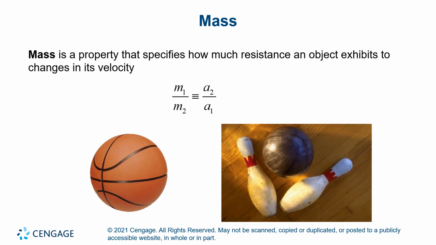So in this video, we will talk about Newton's second law of motion. But given that the second law features the concept of mass, let's first talk about what mass is. Here, it says that mass is a property that specifies how much resistance an object exhibits to changes in its velocity. So the more mass an object has, the more resistance it has to its change in velocity.